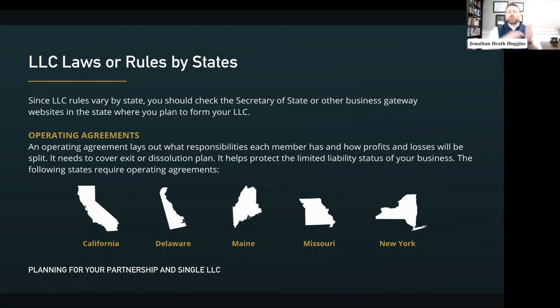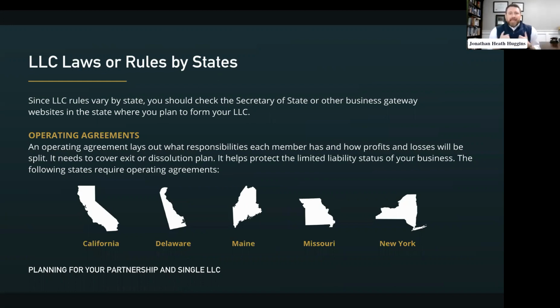Now, one big thing I really want to emphasize, what I am noticing of differences of requirements, are the operating agreements. Only the states California, Delaware, Maine, Missouri, and New York require that you have an operating agreement. They have to be filed together. They have to see a tangible operating agreement.